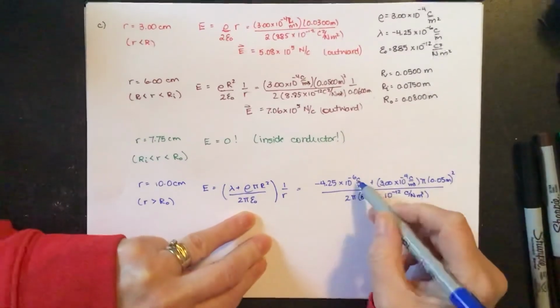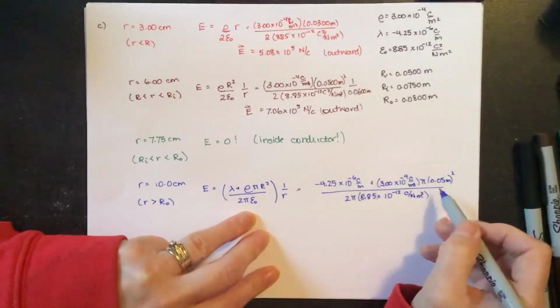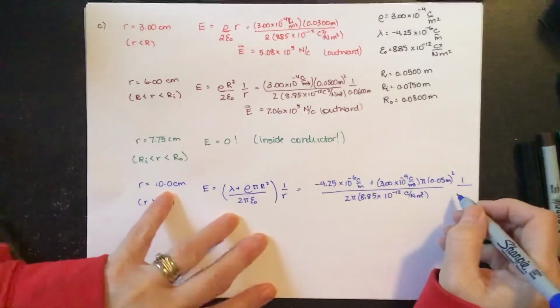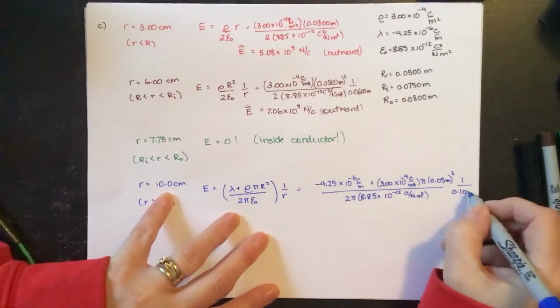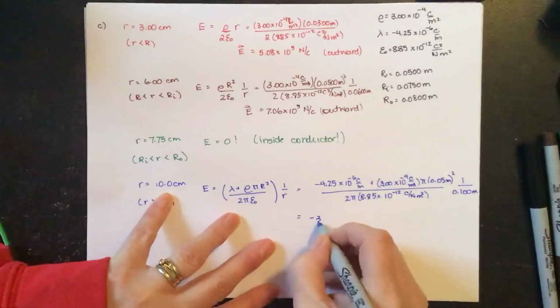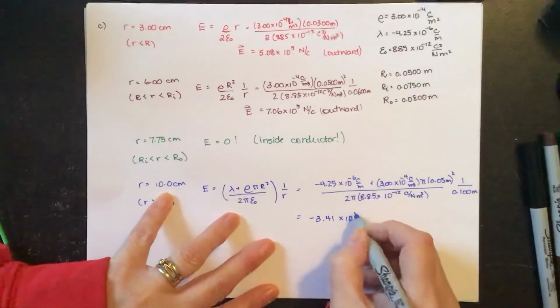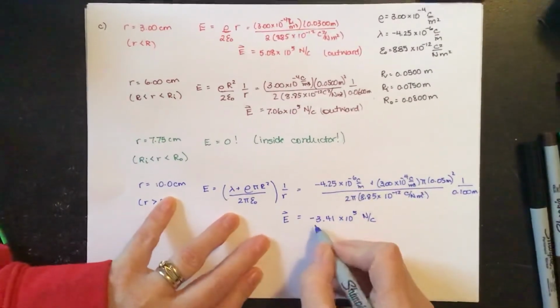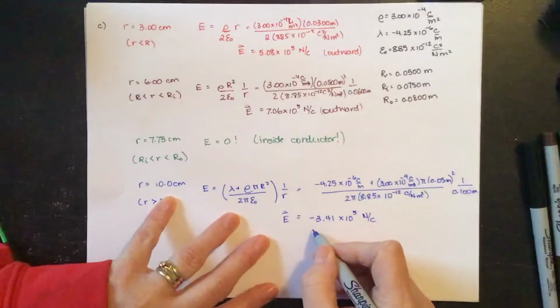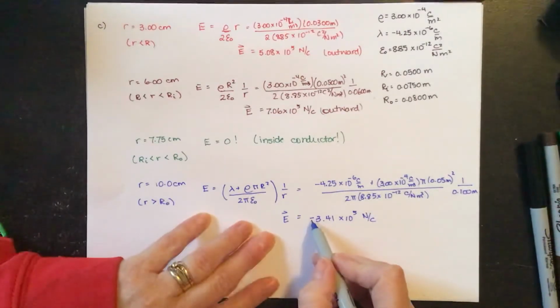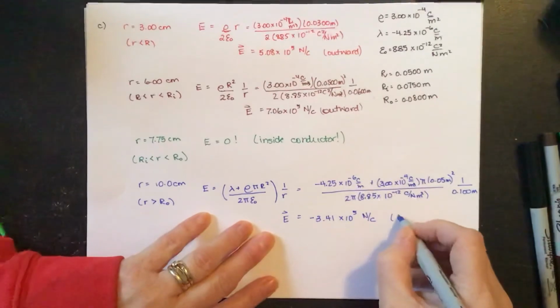For anybody who's wondering, you don't have to write in all these units as you do your calculations. I like to do it just for completeness' sake, but if you leave it out and just put your units in at the end, that is okay. So our electric field, once we're outside of everything, is minus 3.41 times 10 to the 5 newtons per coulomb. We said that the net charge of the whole thing is negative, therefore the electric field points inwards, and that is confirmed by what we see here. So it means it's inward.